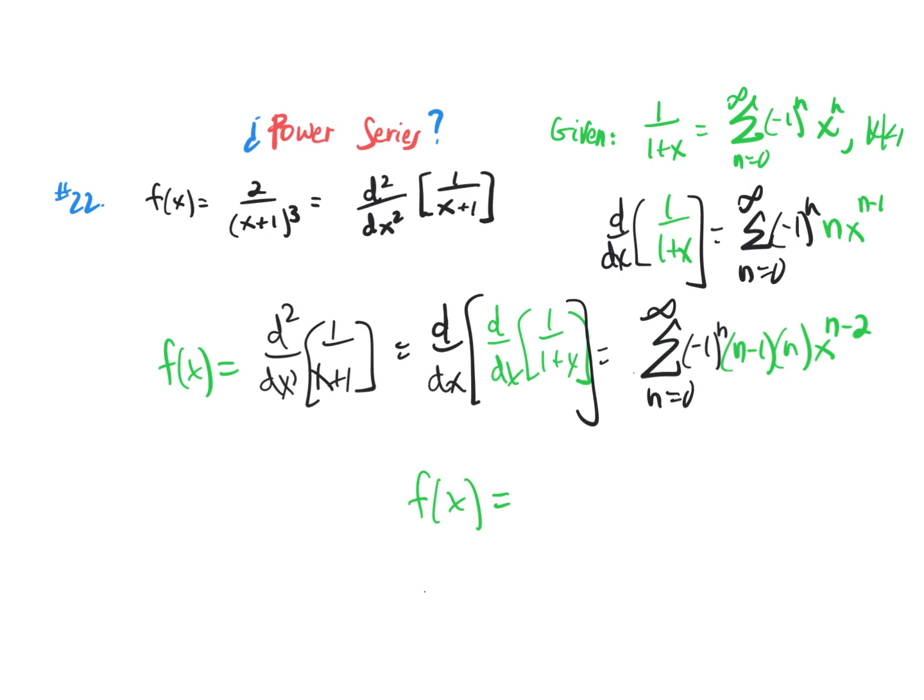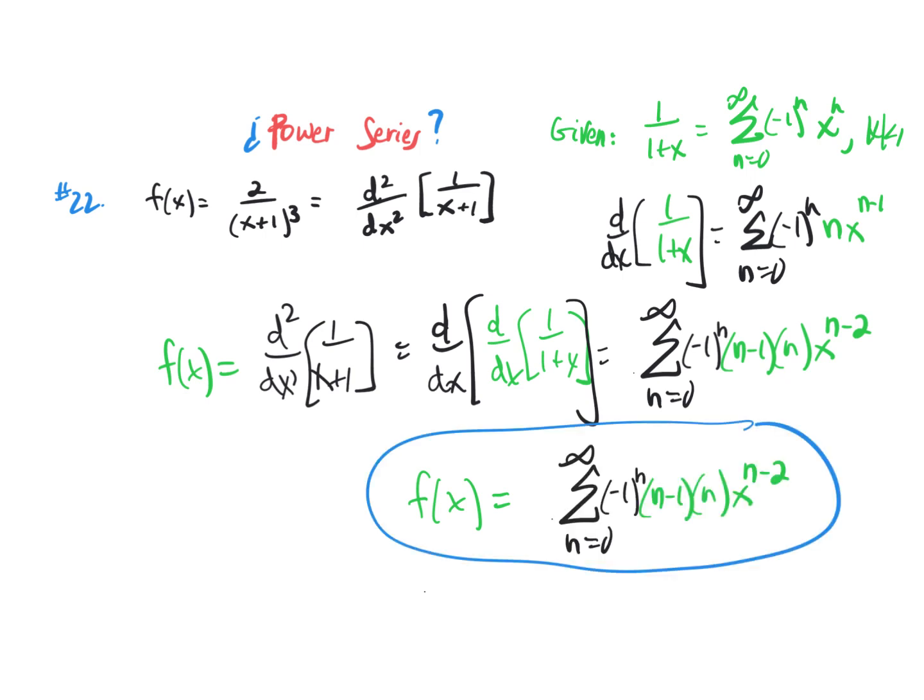A power series for f of x is that series right there. Now, it doesn't look like that's the answer that the book had, but the book is wrong. And I just checked for a value like x equals 0.25, and this series does converge to 2 over 0.25 plus 1 to the third power. So, there you go, number 22.